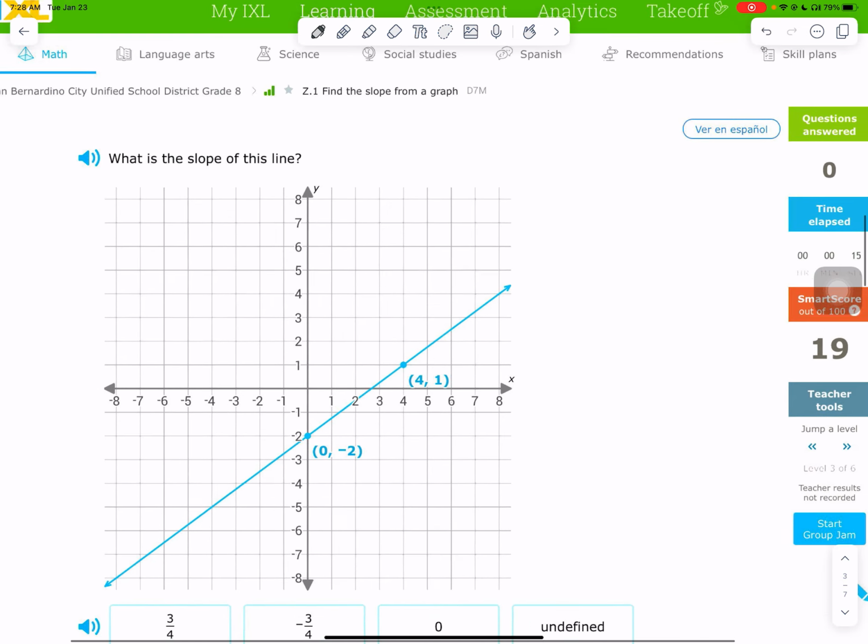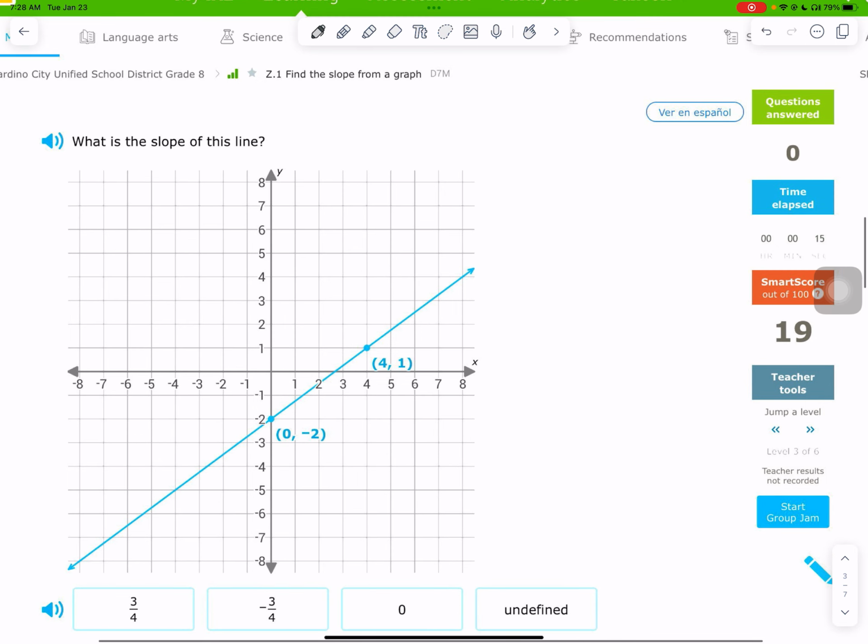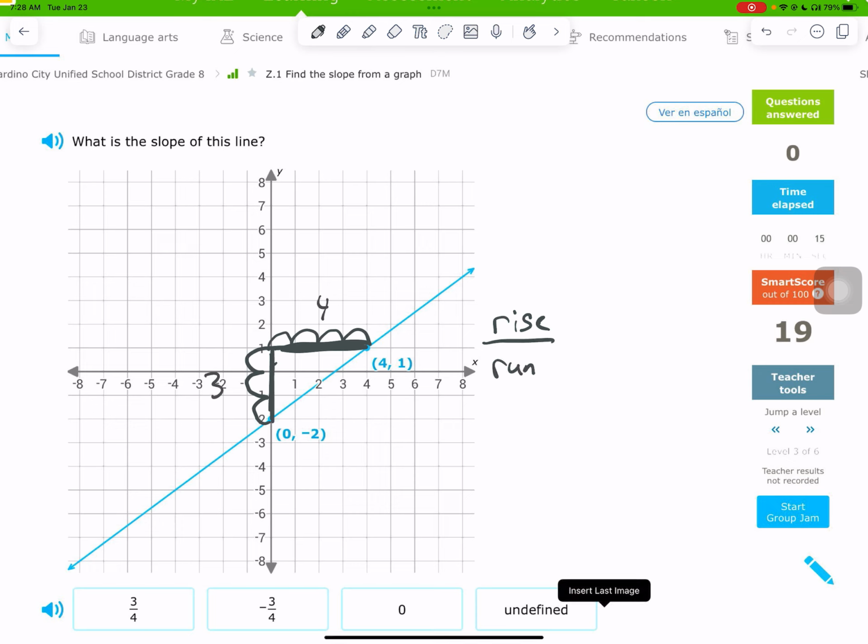Move on to our next example here. They already have our 2 points picked out for us. So we will start with step 1, which is to draw a right triangle. Step 2, count my rise and my run. My rise is 1, 2, 3. My run is 1, 2, 3, 4. And I'm going to write it as a fraction, rise over run. My rise is 3. My run is 4.